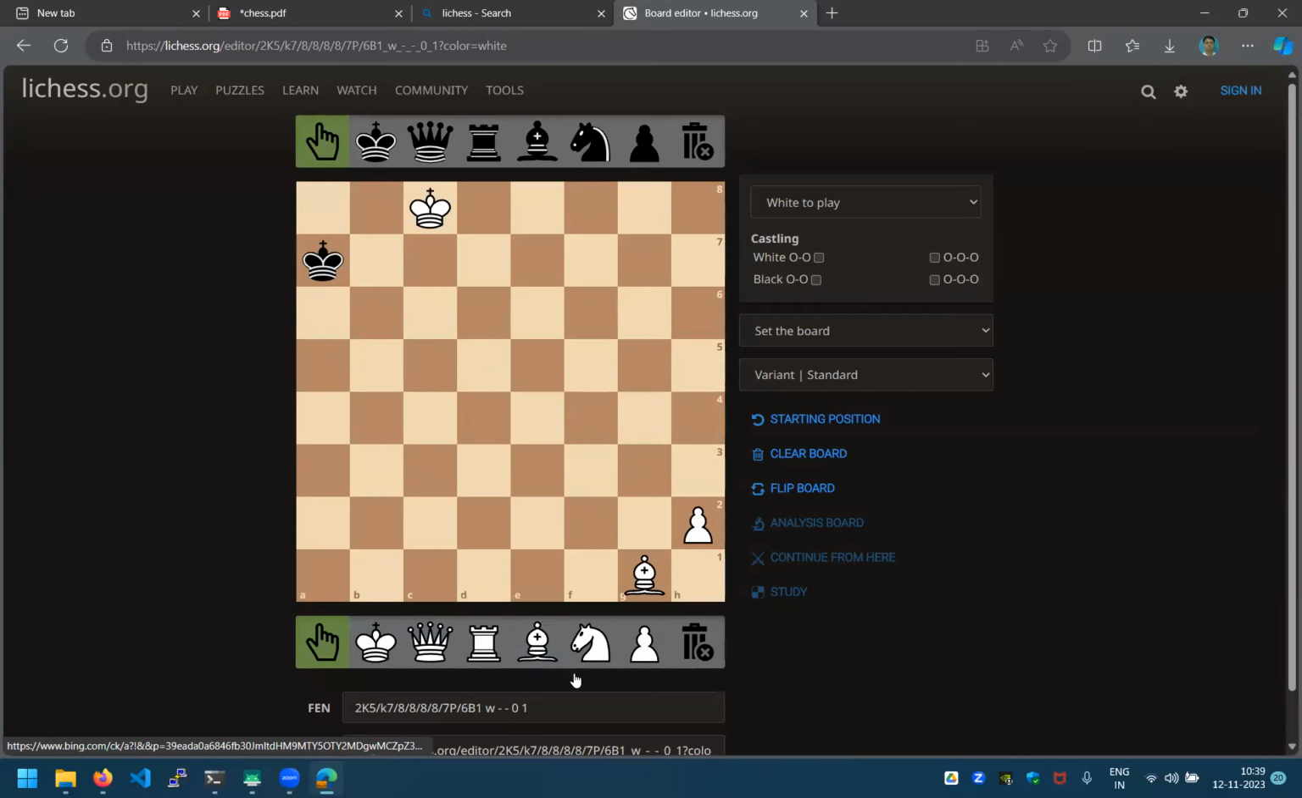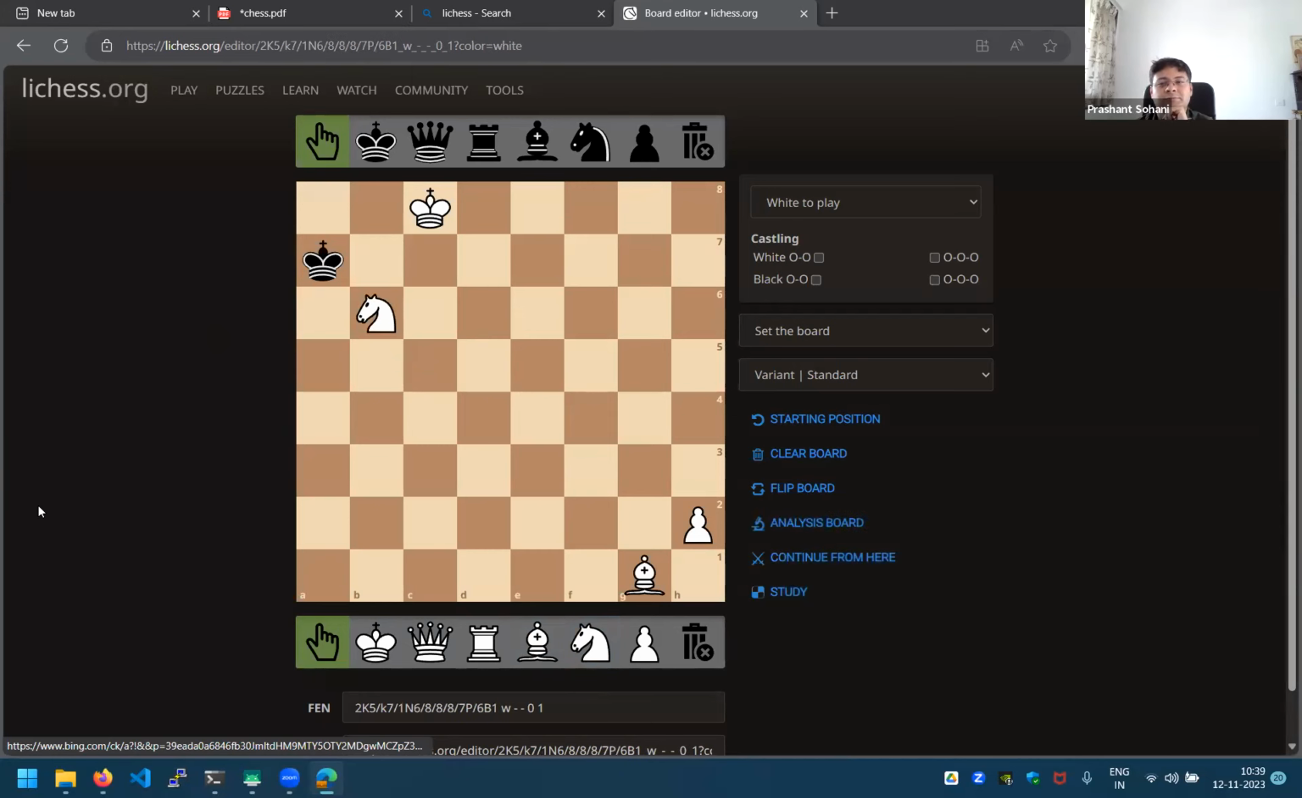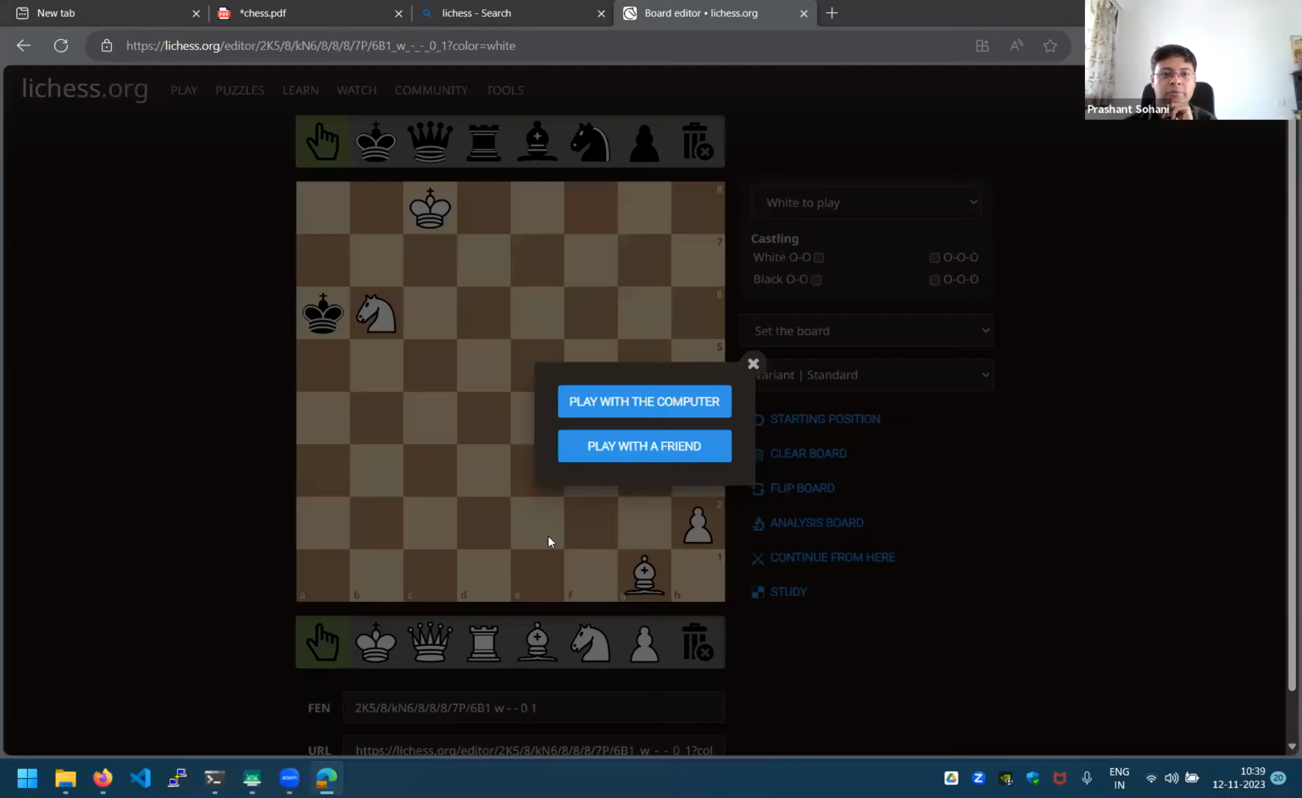It was a queen. A knight. It was a knight. Yes, there. So from this point onwards, can everybody agree that we can legally continue the game? So maybe the one move before that, let us say it was like this. So this is the order in which the game proceeded. So I'll start from here, continue from here.